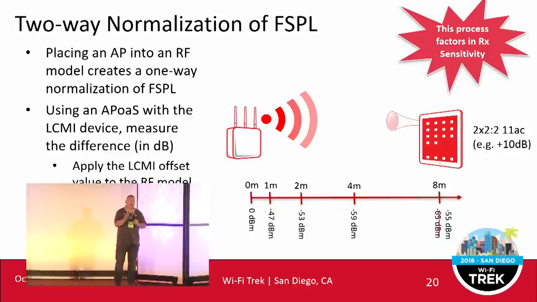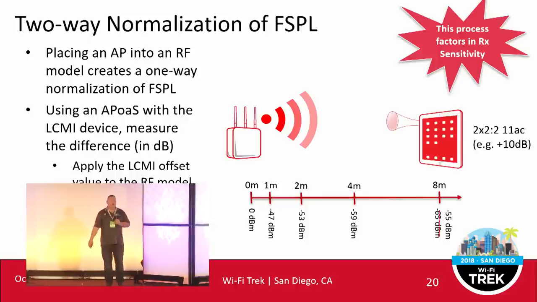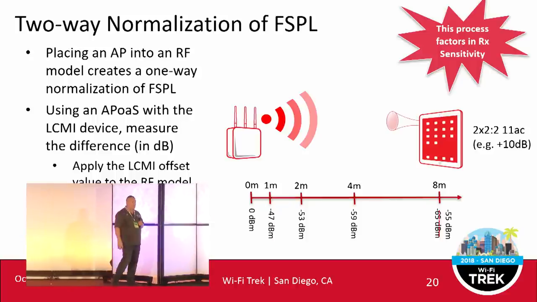But you have to do it against free space path loss on the design and in the model. You have to do it against your survey adapters on the back end. Does that make sense? Okay.